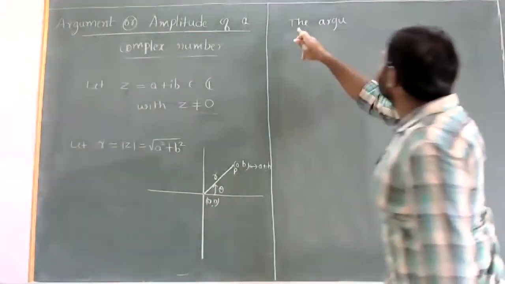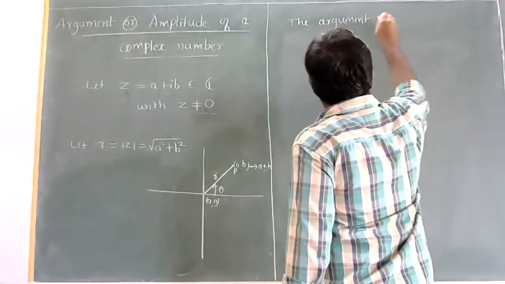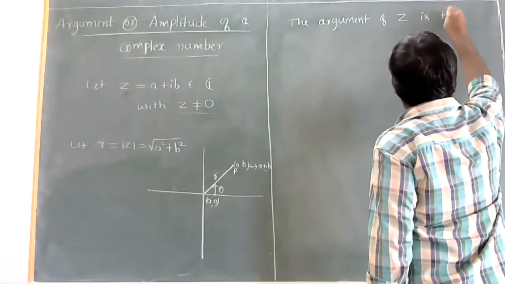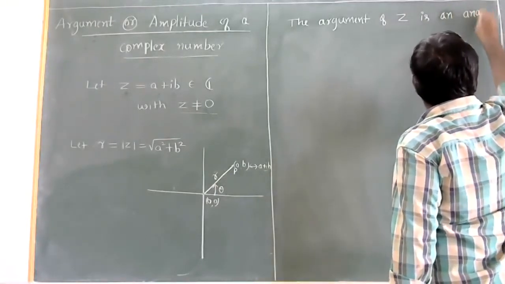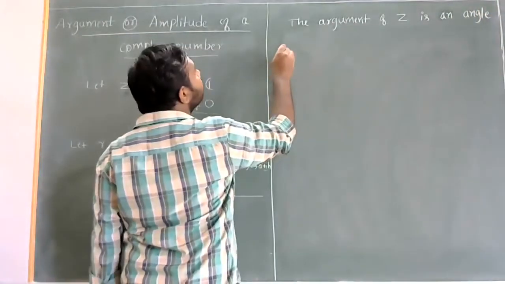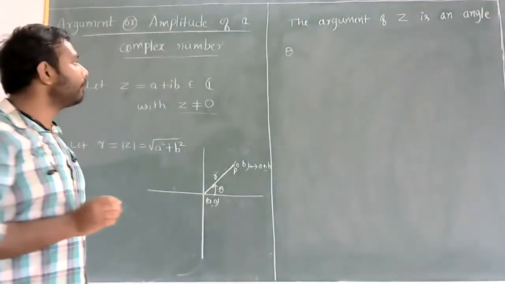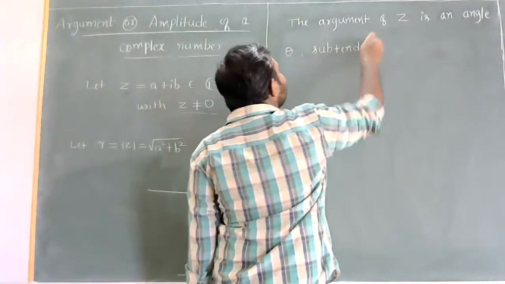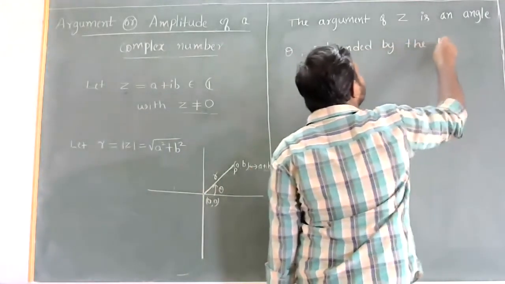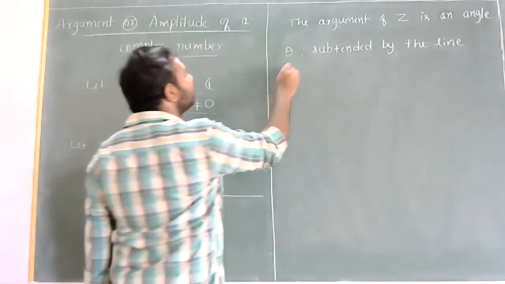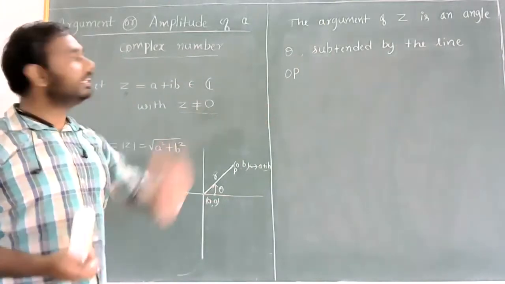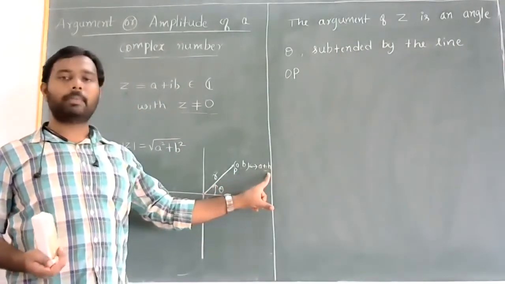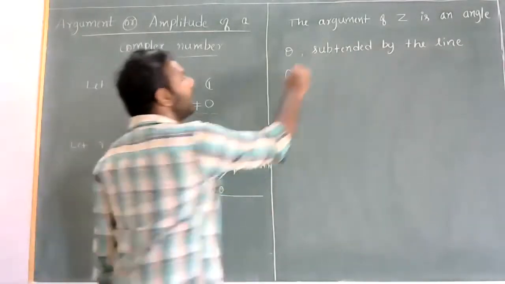So now I'll define it. The argument of z is an angle theta subtended by the line OP, or you can write it in detail, subtended by the line joining the origin and the complex number a plus ib. In short, you can use OP as shown in the figure.